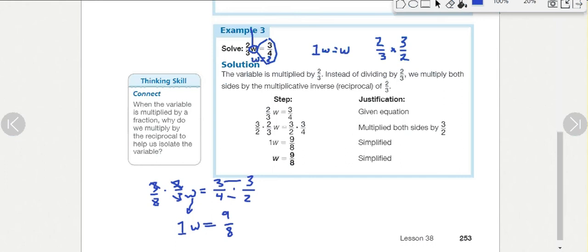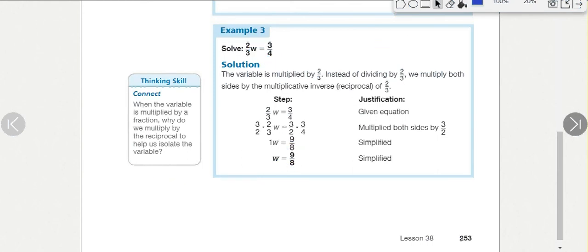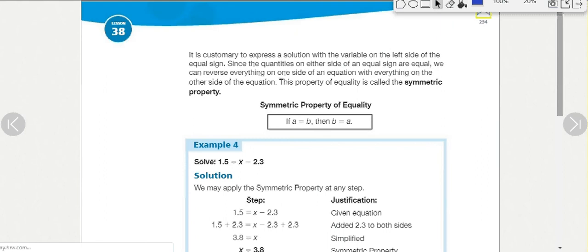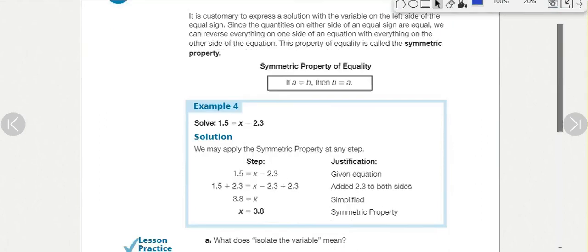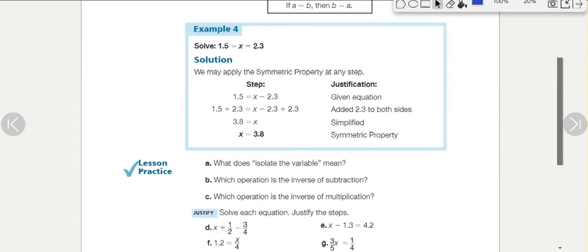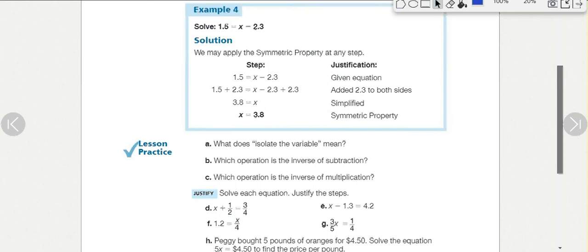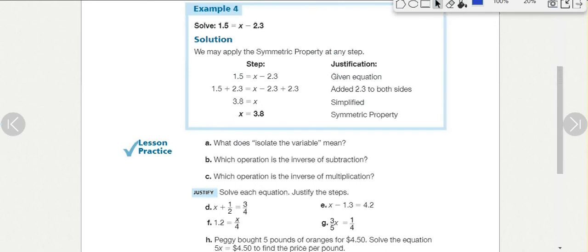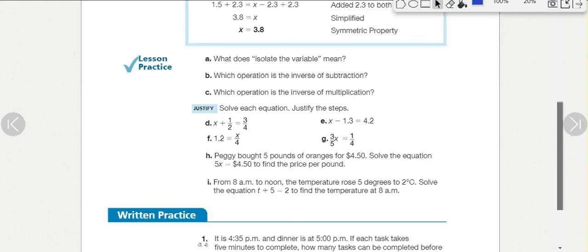And that's what algebra looks like. This really doesn't need to be here. It's an invisible 1. Didn't we learn that? So w is 9/8. Better, 1 1/8. Which is what they have there for us. So those are called the operation properties of equality. We're using opposite operations to ultimately solve. You would add 2 3/10 to get x by itself in that case.